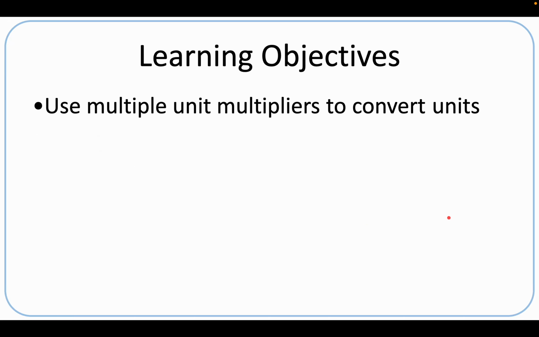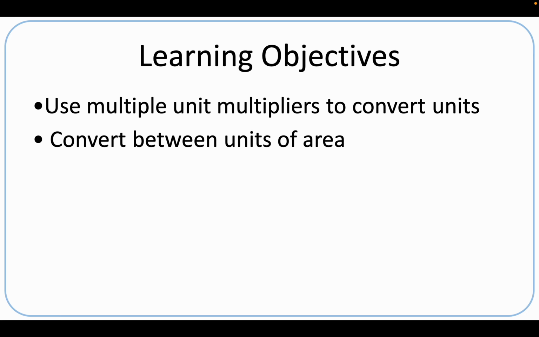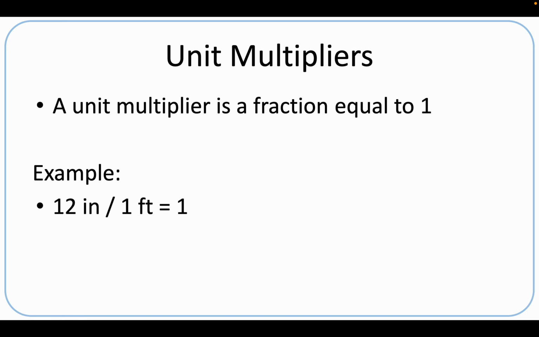Okay, our learning objectives today are to use multiple unit multipliers to convert units and to convert between units of area. And we'll recall that a unit multiplier is a fraction equal to 1. For example, 12 inches per 1 foot. That equals 1 because it's the same distance, it's just different units.